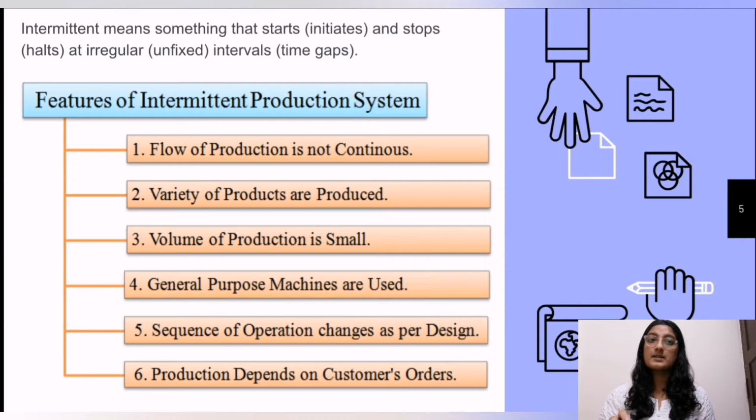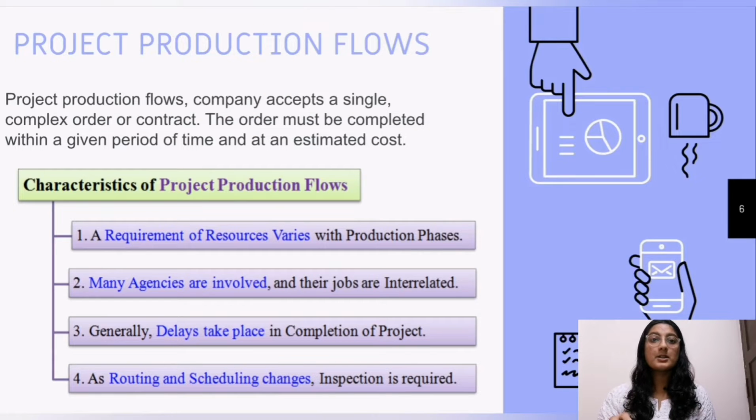Then the quantity, size, shape and design, etc. of the product also depends on the customer's order. So under intermittent production system, there are three types: project production flows, jobbing production flows and batch production flows. Project production flows is when a company accepts a single complex order or contract, and it must be completed in a given period of time.